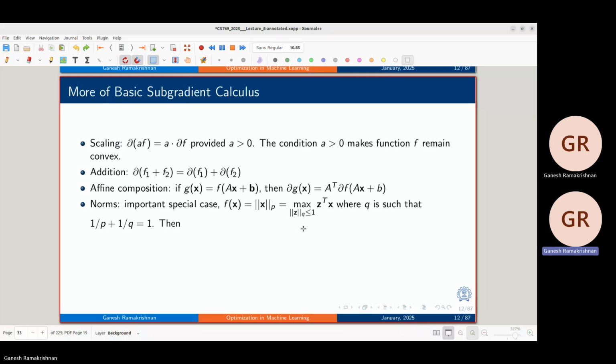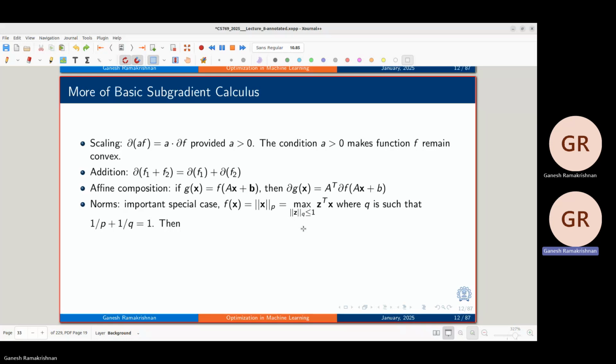It turns out that under this simple replacement, this is nothing but the p norm of x, where 1 upon p plus 1 upon q equals 1. No, this is not a definition. This is not a definition of P norm.